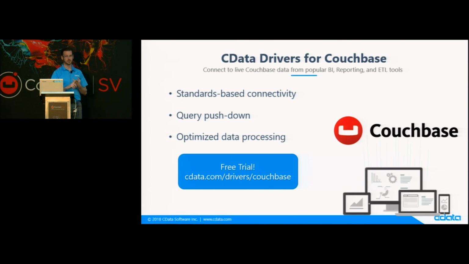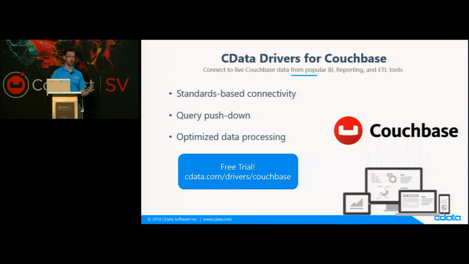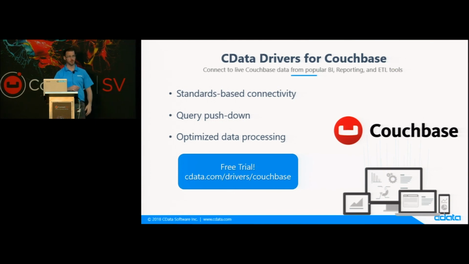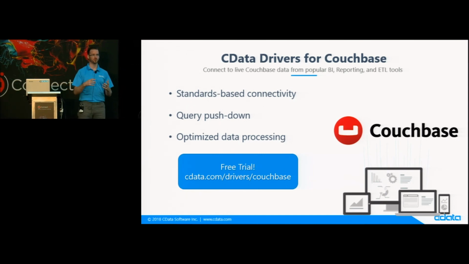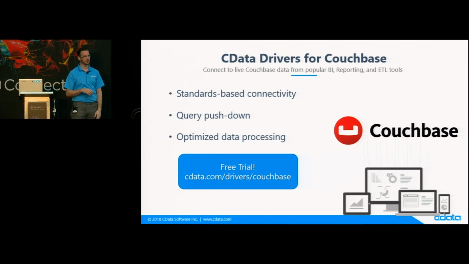So the takeaways: you're getting standards connectivity. If you want ODBC, JDBC, Excel, PowerShell, or Power BI, we offer it. You get the query pushdown, so leveraging Couchbase Analytics processing power as much as possible. And then if something is crazy, a really complex, weird query that Analytics can't support, which is basically none of them, then we'll do some optimized query processing on the back end.